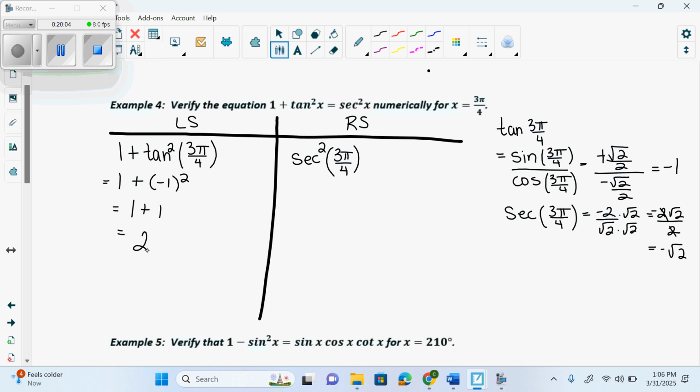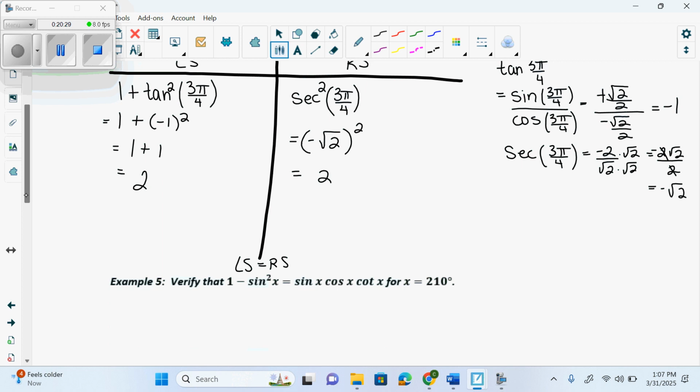We're really hoping that the other side turns to a 2. So we're going to get negative root 2 squared, which is 2. LS equals RS. A lot of your work should be off to the side, not within this T-table. Make sure you have LS equals RS, because you lose 0.5 if you don't have it.